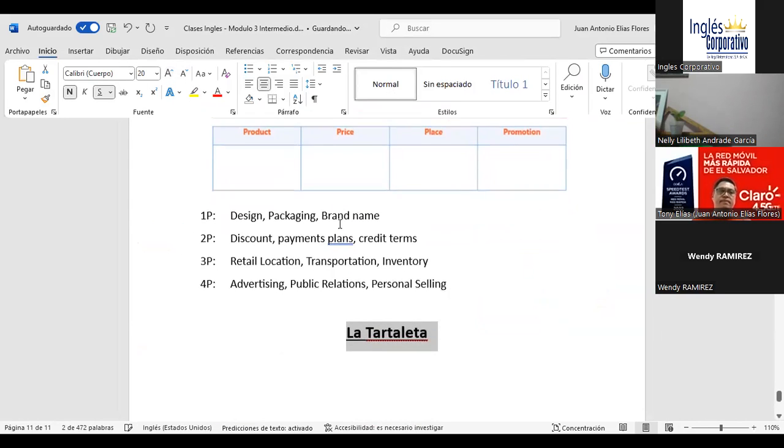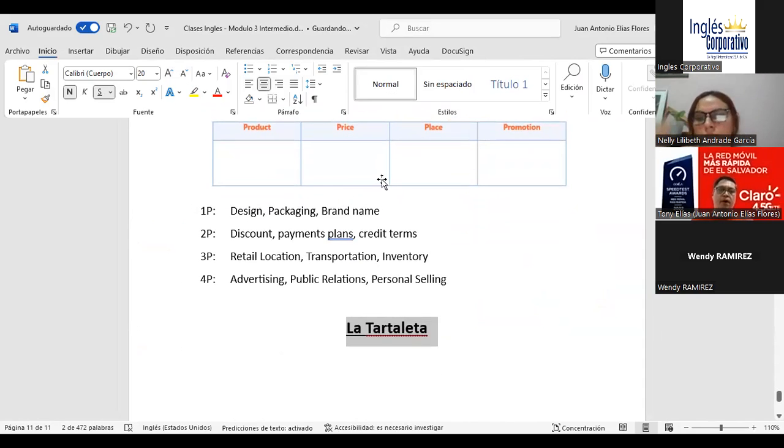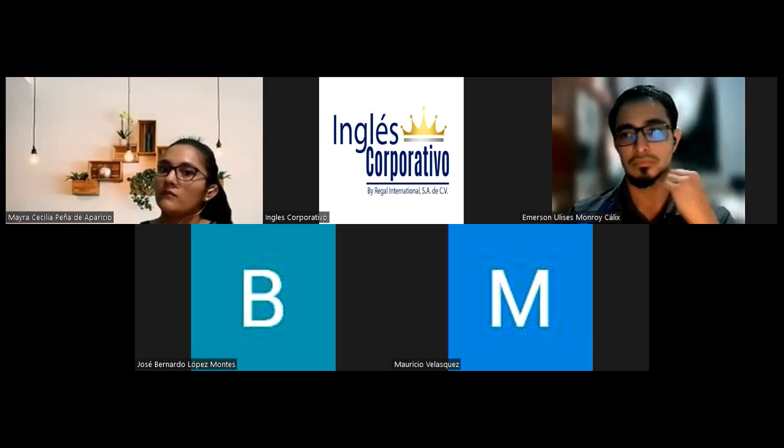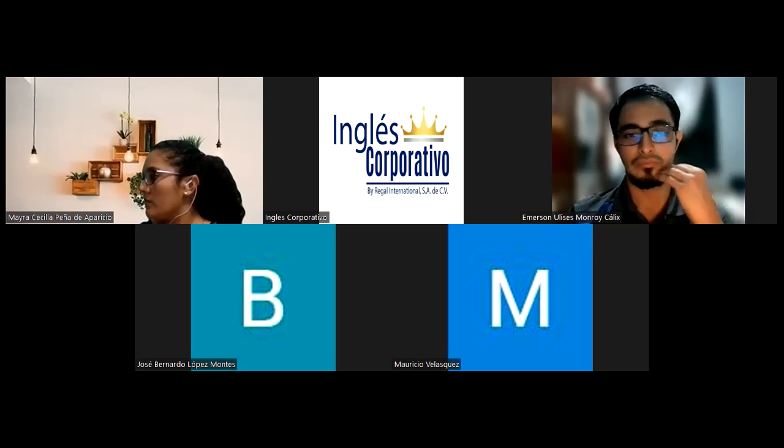We need to identify the four P's. What is the product? The number one. The main product, it's a cake. Different cakes, different types of cakes. Cakes, desserts, or just only cakes? Maybe cake, dessert. I think that is a pastry, and then we can involve all this product, and then... No, nothing occurs to me.